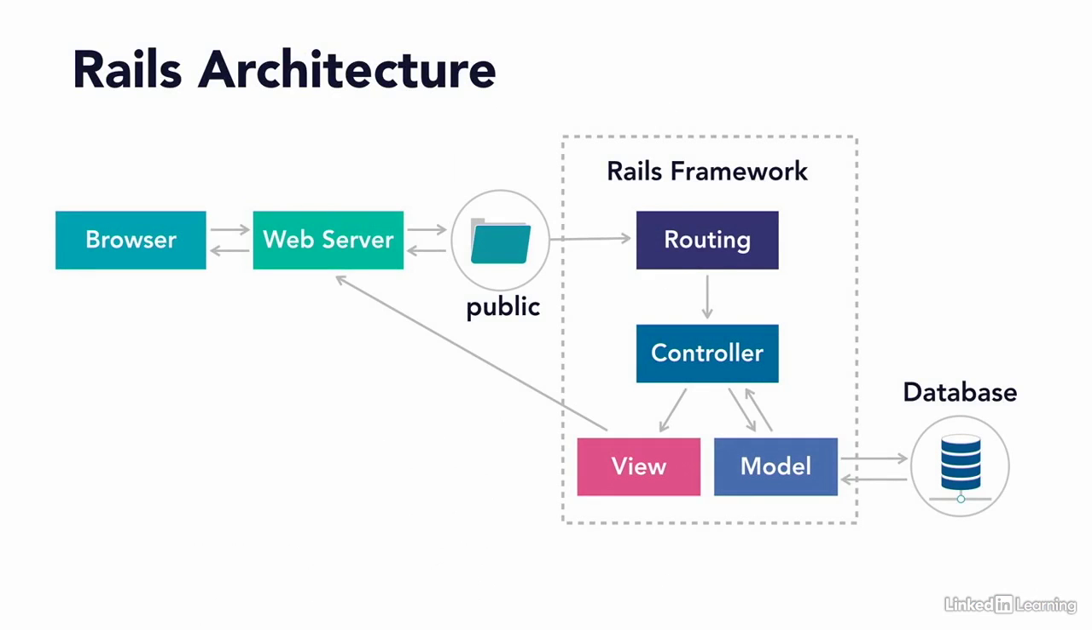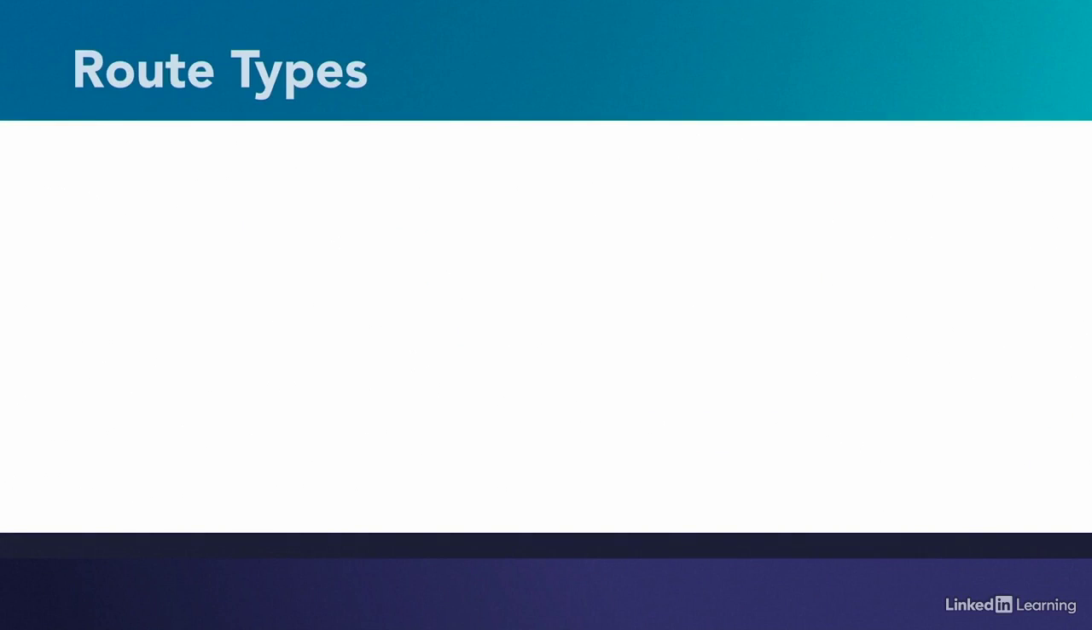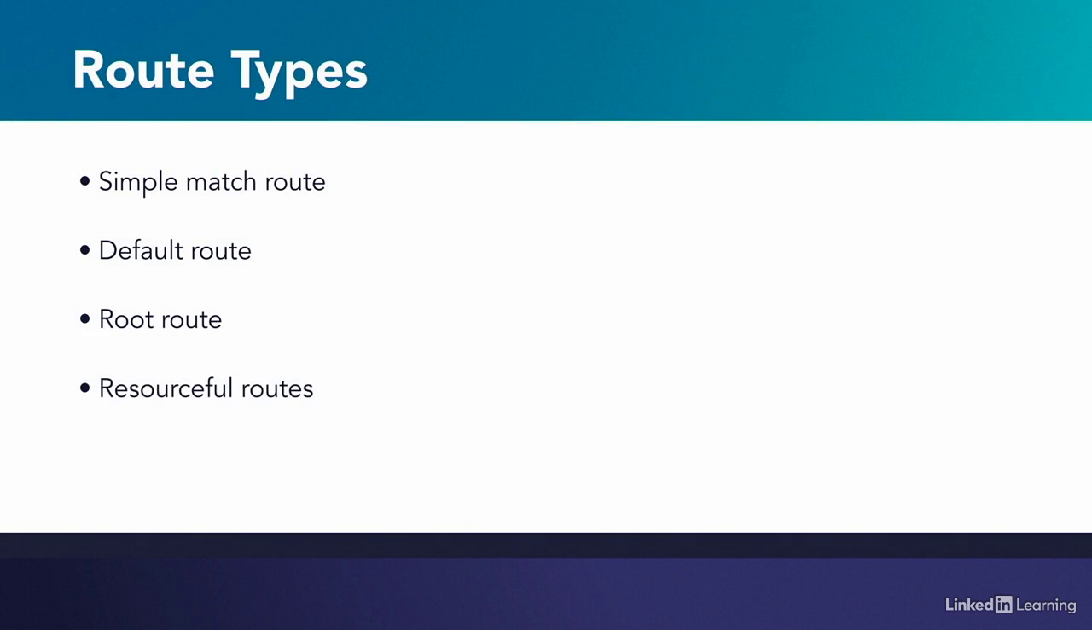If a web server can't find a static file in the public directory that matches the current request, then it sends the request on to the routing portion of the Rails framework. Rails routing examines the URL to determine which controller and action should be called. It does that using the definitions in the application's routes file. There are several types of route definitions. There's the simple match route, there's the default route, there's the root route, and resourceful routes. We'll discuss the first three now and save the last one until later.